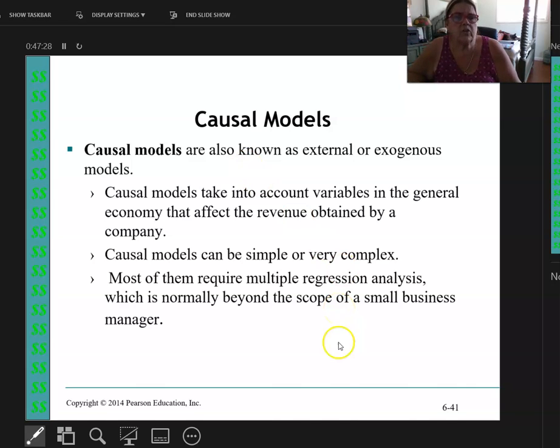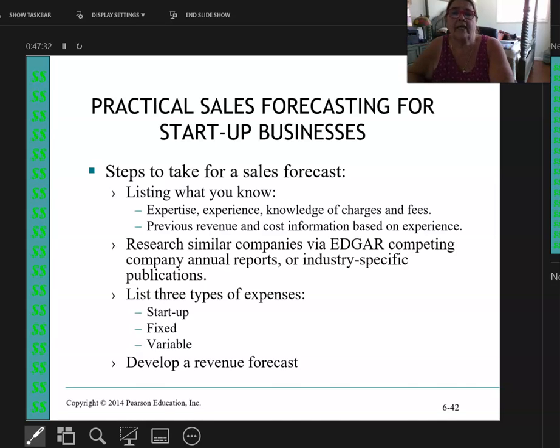What I do want to start looking at is sales forecasting for a startup business. Because remember, when you're starting a business, you don't have any historical data to go by. You only have your expertise, your knowledge. You can project revenues. This is called revenue projection. And this is the start of the Proforma income statements, okay?